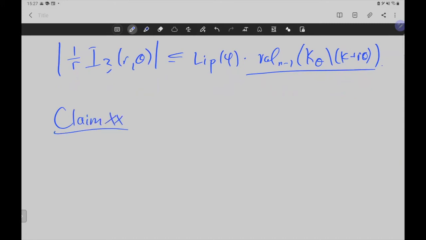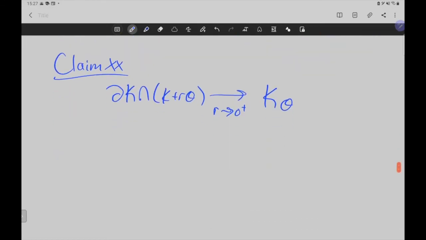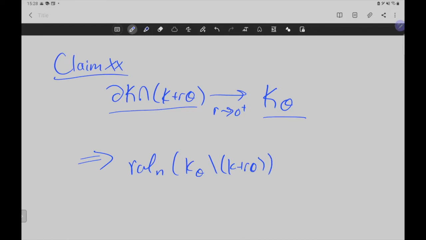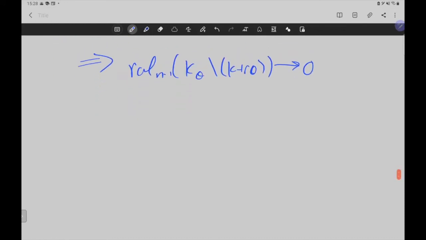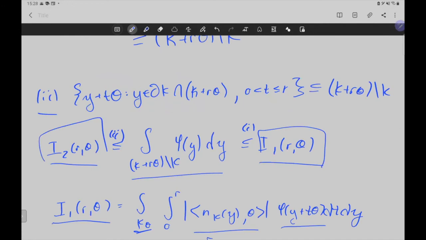But claim two: you show that the boundary of k intersected with k plus r theta converges, as r goes to zero, exactly to k theta. So this is what one does. And then claim two will in fact force the second term to go to zero. This is what you show. With respect to inclusion, monotonically with r, these guys converge to this guy. And then this exactly implies that the volume of k theta minus k plus r theta in m minus one dimensions goes to zero. And so what does this do? You have two things here which go to the same guy. Everything is non-negative. Everything is very nice.